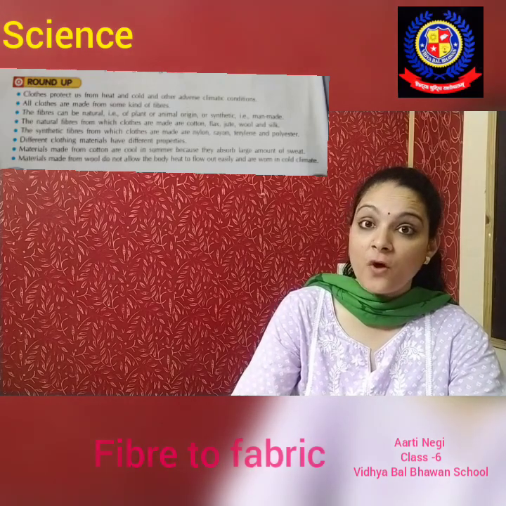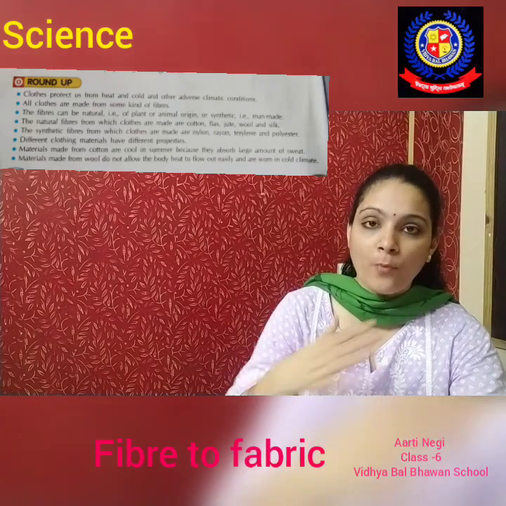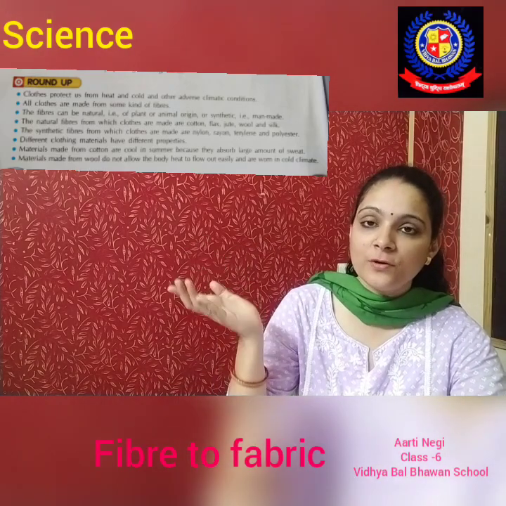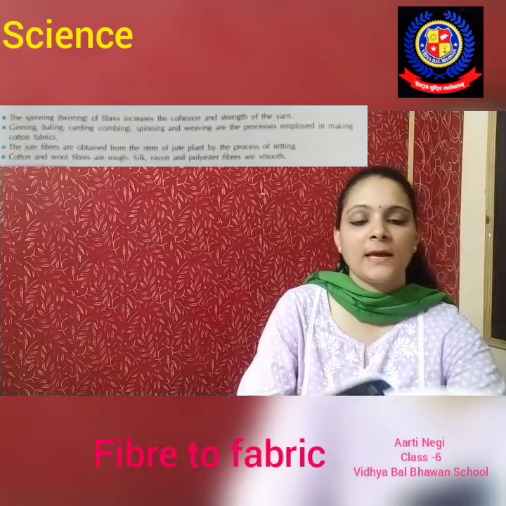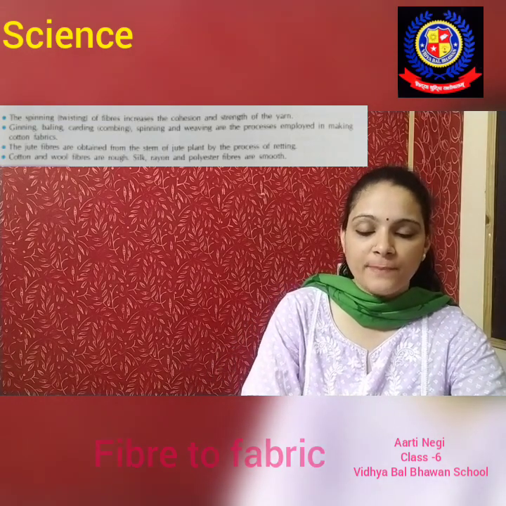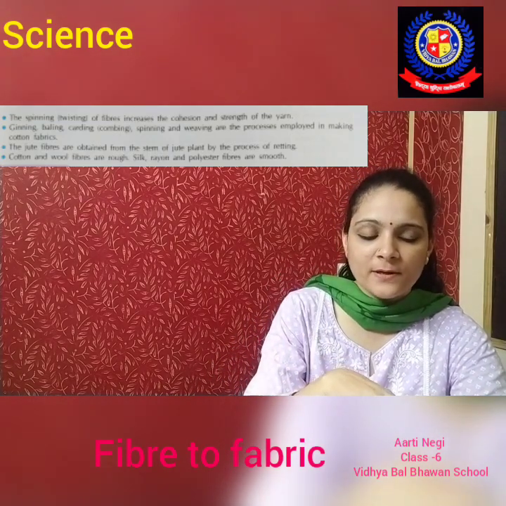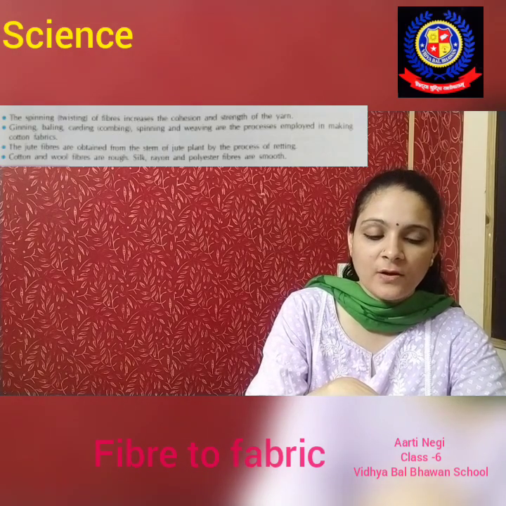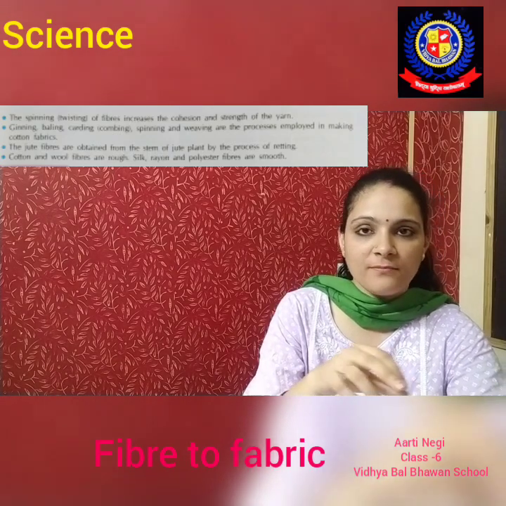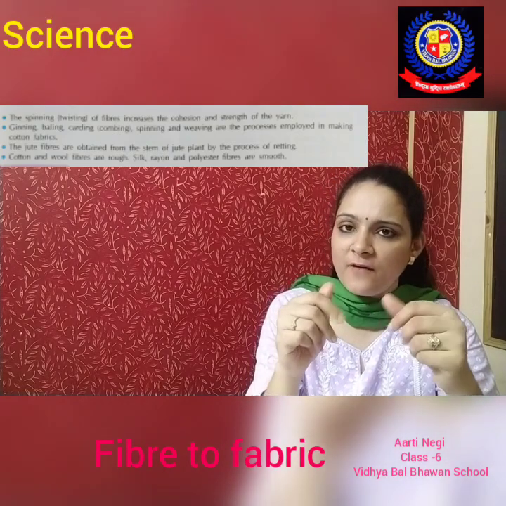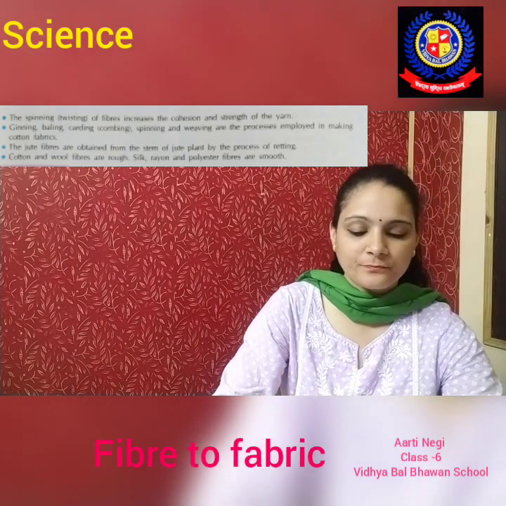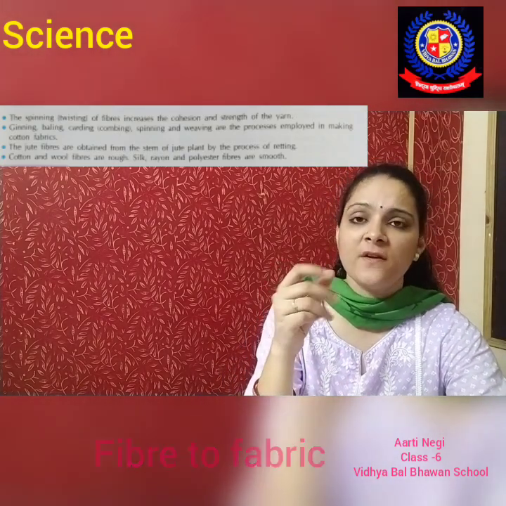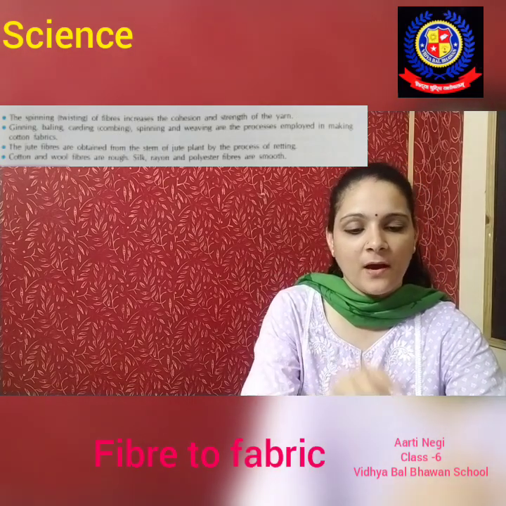And material made from wool does not allow body heat to go outside, so woolen material protects us from the extreme cold climate. Next one is that spinning, or you can say twisting, of fiber increases the cohesion and strength of the yarn. It means by twisting the fibers many times, it makes the thread, the yarn, very strong, and this twisting gives very good strength to the yarn.